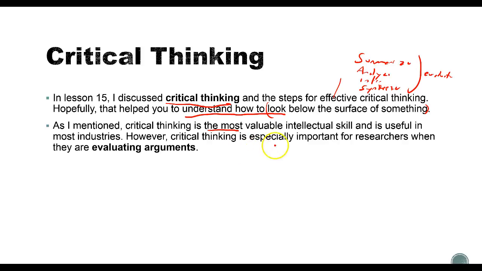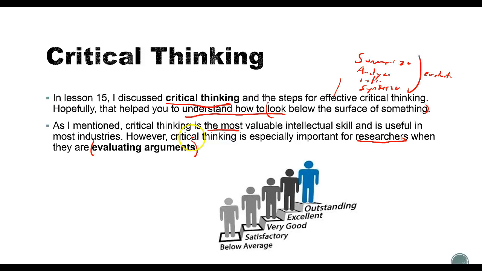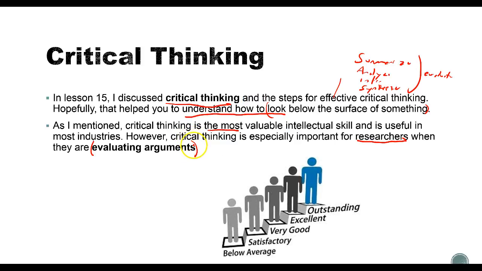However, critical thinking is especially important for researchers when they're evaluating arguments. So all researchers, when they're doing research, need to evaluate the sources that they're getting. So you need to be a strong critical thinker when you're looking at other people's sources to say whether or not those are good quality sources and things you can use. And so that's what we're going to talk about in this lesson, is how to evaluate arguments effectively.